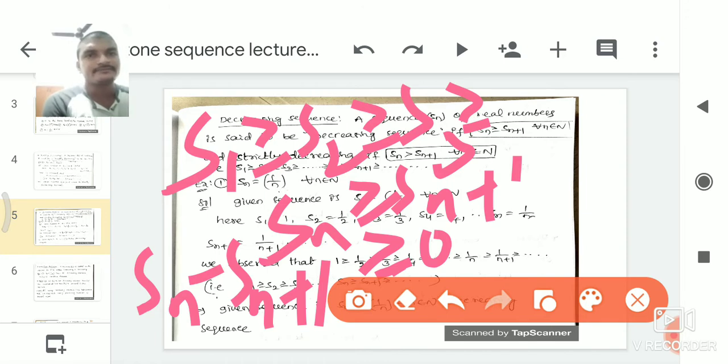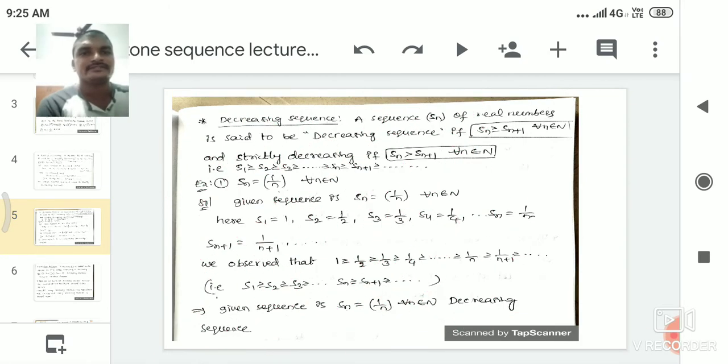ఓకేనా, అంటే ఈ 3 టైప్స్ ఆఫ్ కండిషన్లో ఏ కండిషన్ సాటిస్ఫై చేసినా కూడా గివెన్ సీక్వెన్స్ ఈజ్ డిక్రీజింగ్ సీక్వెన్స్. ఓకే, నౌ వి సీ ద ప్రాబ్లమ్. We see one example of decreasing sequence.